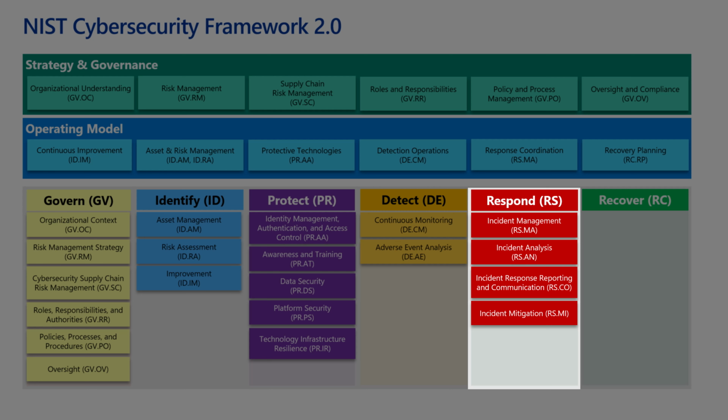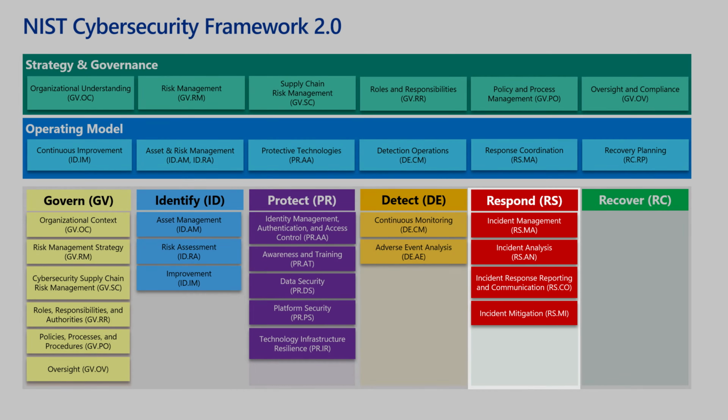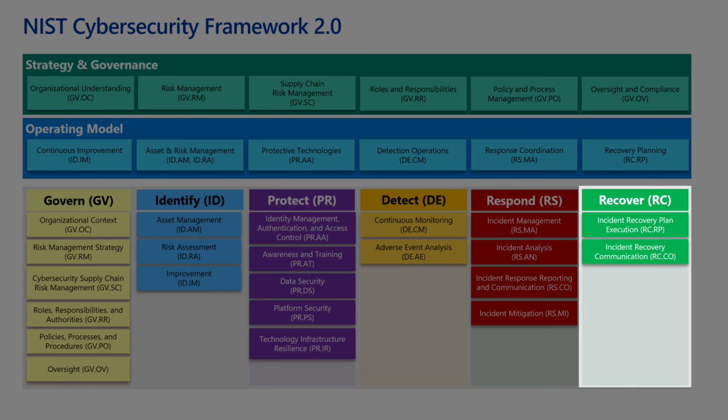In the Incident Mitigation element, or the RS.MI, we take immediate actions to contain and mitigate the incident's impact. This may involve isolating affected systems, applying patches, or limiting access to critical resources to prevent further damage and reduce recovery time.